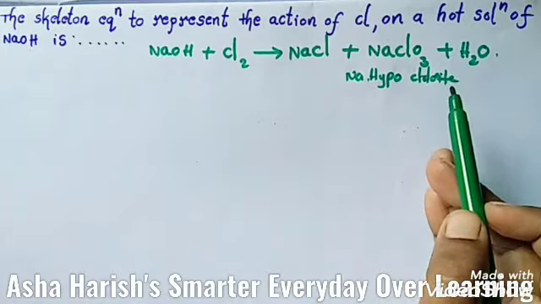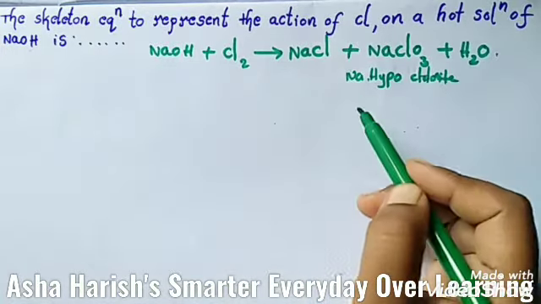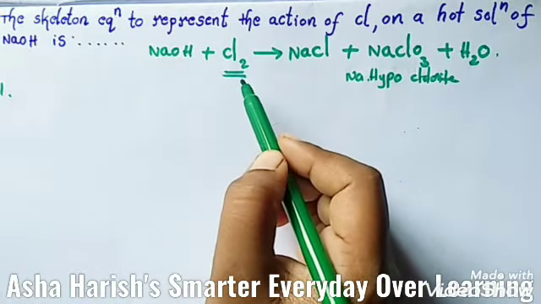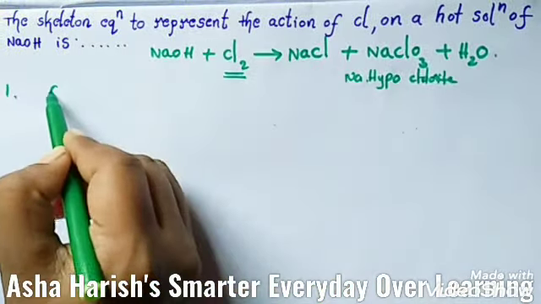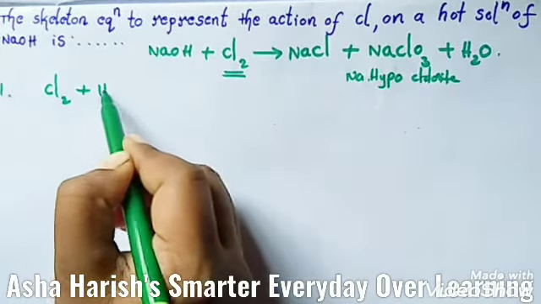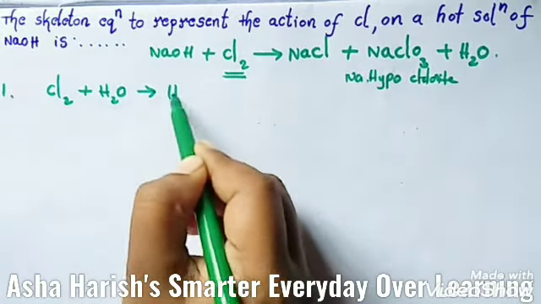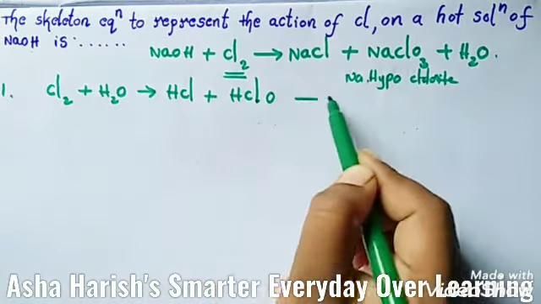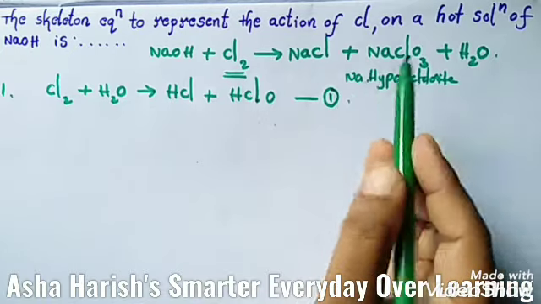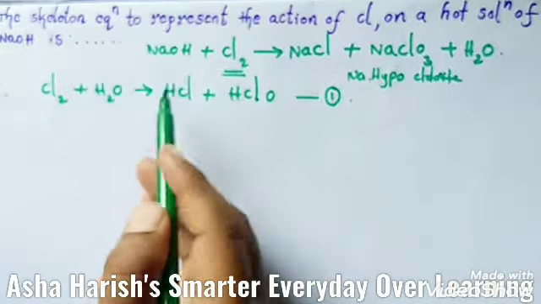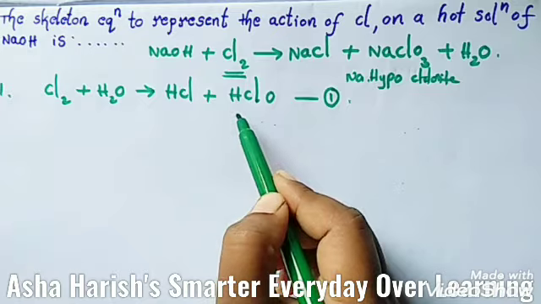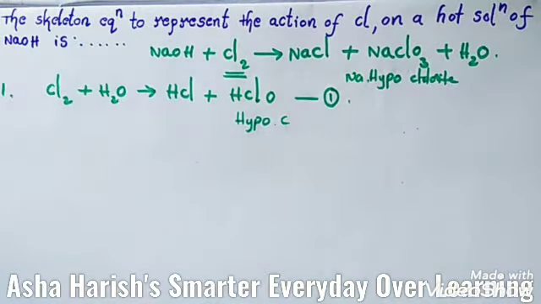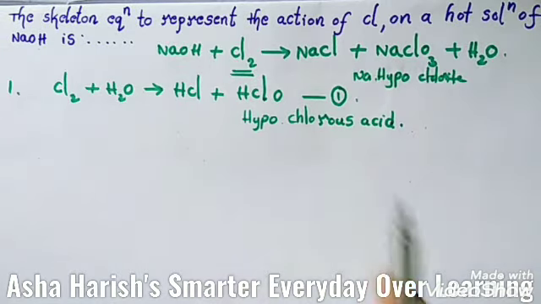This reaction is supposed to take place in the following steps. In step 1, chlorine reacts with water to form hydrochloric acid. First of all, Cl2 plus H2O gives HCl, hydrochloric acid, plus HClO. This is equation 1. Chlorine reacts with water to form hydrochloric acid and hypochlorous acid. The name of this compound HClO is hypochlorous acid, as an intermediate product. This is step number 1.